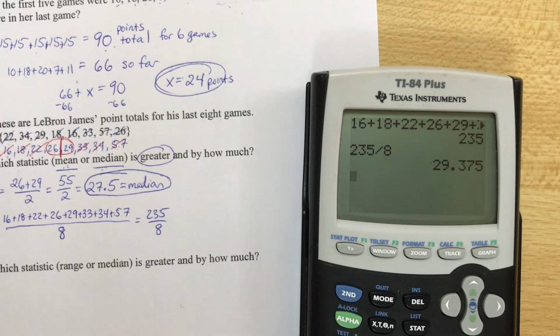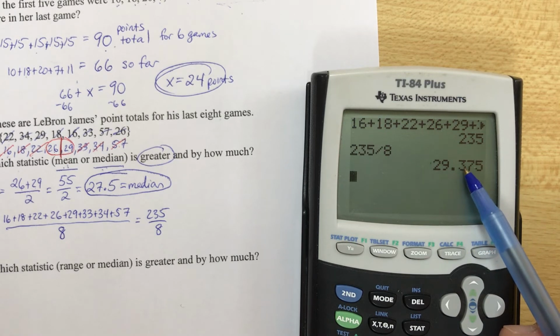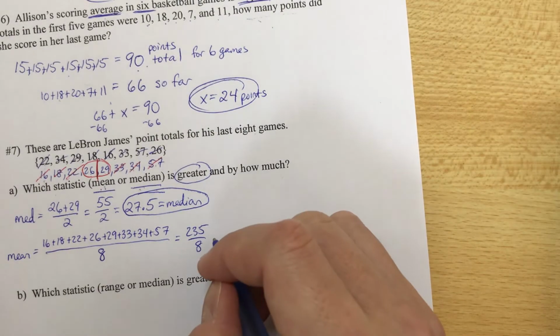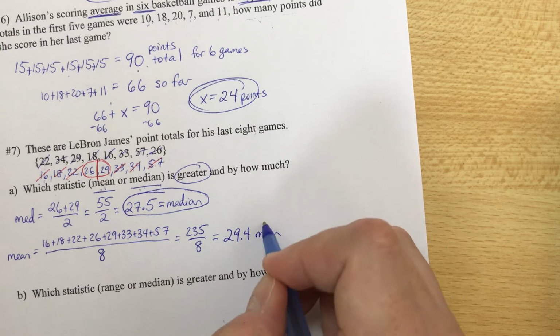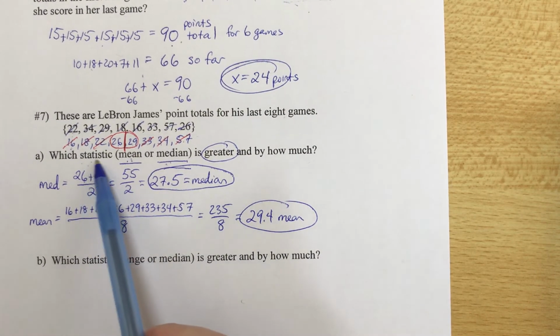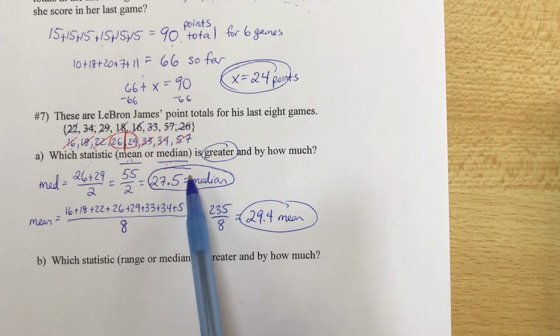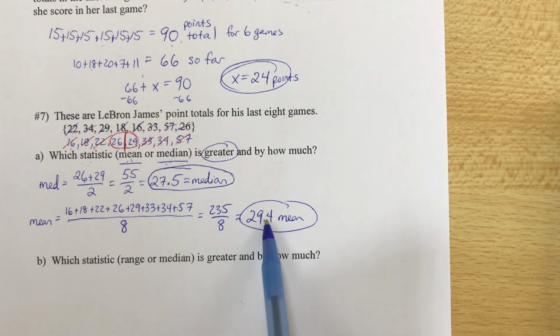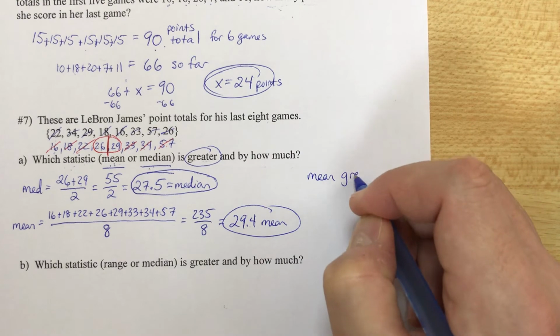And what we get is a decimal, 29.375. I'm going to round that to the tenths place. So that would be 29.4, because the next digit, the 7, means I have to round this up. So this is 29.4. That is the mean. All right, now, we haven't answered the question yet. They say, which statistic, mean or median, is greater, and by how much? Well, when you compare these, 29.4 is the bigger number.